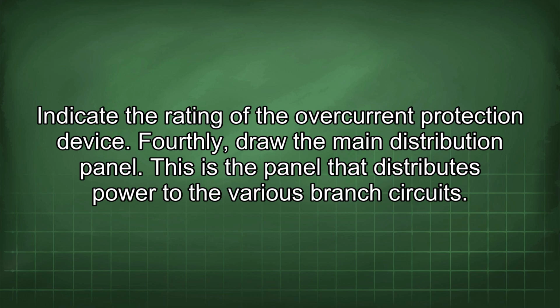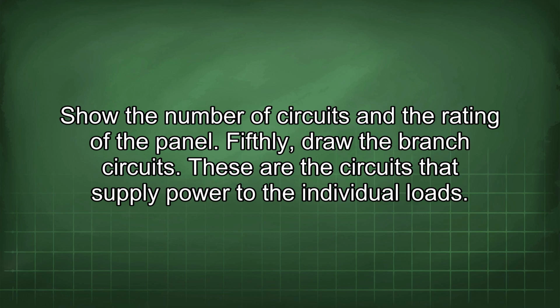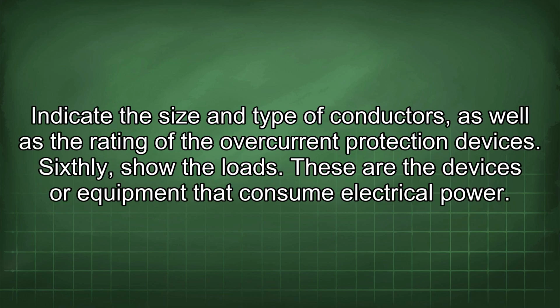Fourthly, draw the main distribution panel. This is the panel that distributes power to the various branch circuits. Show the number of circuits and the rating of the panel. Fifthly, draw the branch circuits. These are the circuits that supply power to the individual loads. Indicate the size and type of conductors, as well as the rating of the overcurrent protection devices.